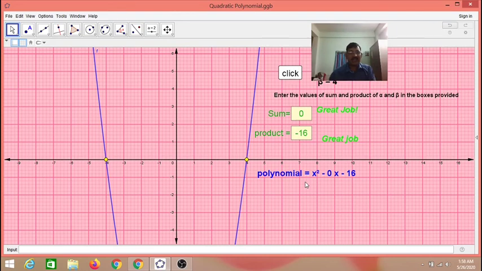Okay, this is the way in which we can go for different types of polynomials. I hope all of you understood this, right?